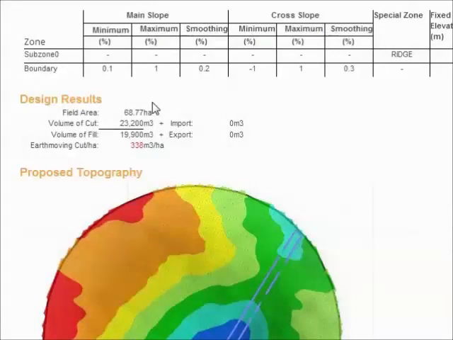One more comment in this design. With these slope constraints here, we ended up with 338 cubic meters a hectare. Now we generally apply smoothing and a maximum slope constraint to get the slopes as uniform as possible while trying to keep the earthworks at a reasonable level.